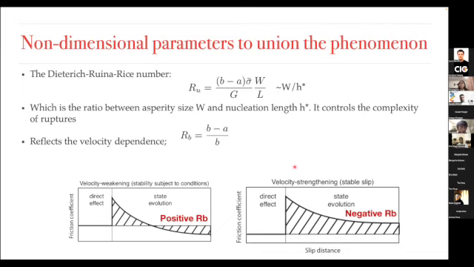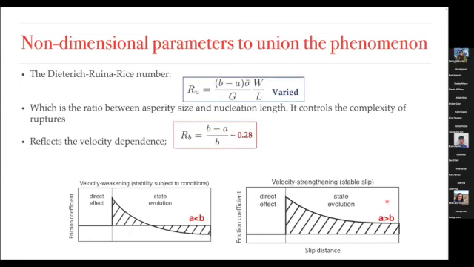I also want to introduce two non-dimensional parameters, RU and RB. In a later part, I'm going to explain how they work together to control the rupture behaviors, as I mentioned before. The first one, the Dieterich-Ruina-Rice number RU, is the ratio between the asperity size W and the critical nucleation size H star. Basically, the RU number controls the complexity of the ruptures. The RB number reflects the velocity dependence: positive RB means velocity weakening, and negative RB means velocity strengthening.